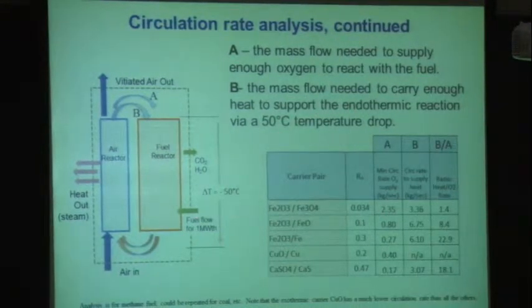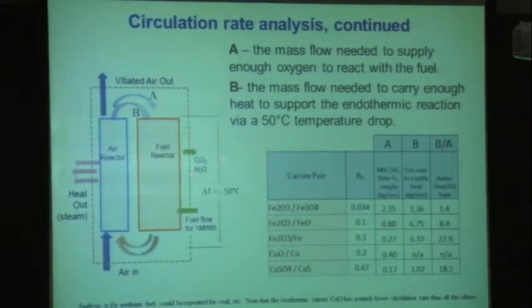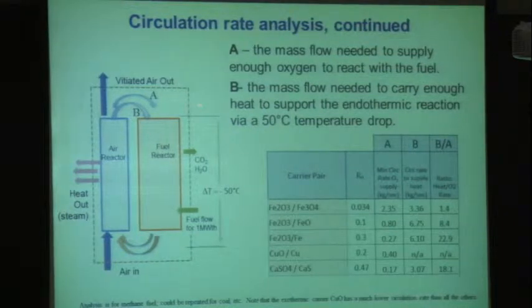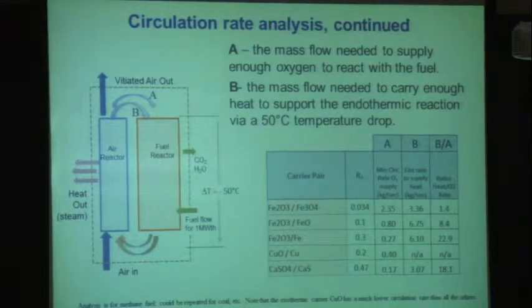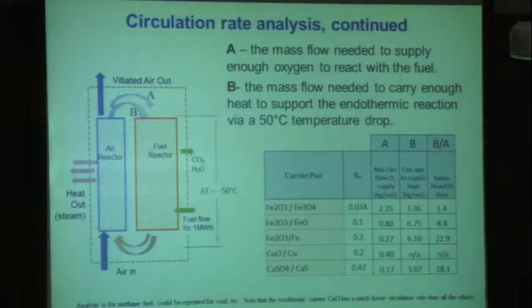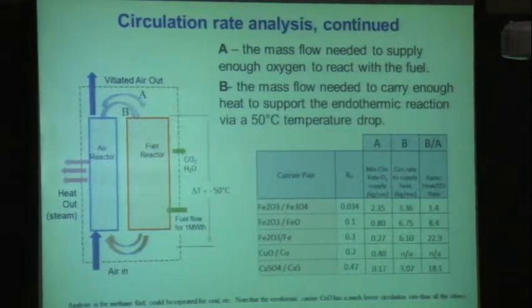And this is all a reasonable estimate. I'm assuming here you're willing to allow the fuel reactor temperature to drop about 50 degrees centigrade. So in other words, the carrier might come in at 800 degrees centigrade. It drops out of the bottom at 750.